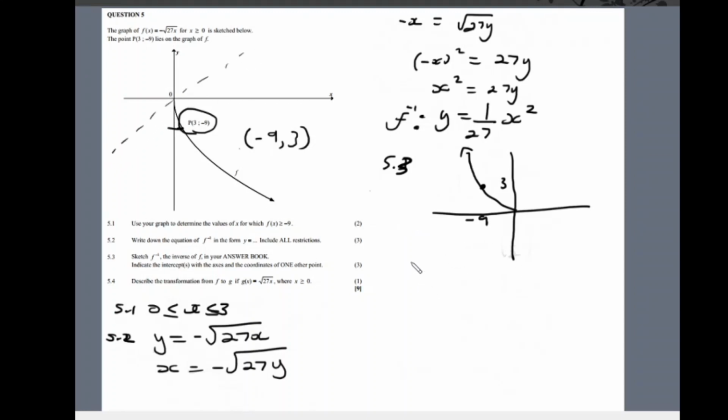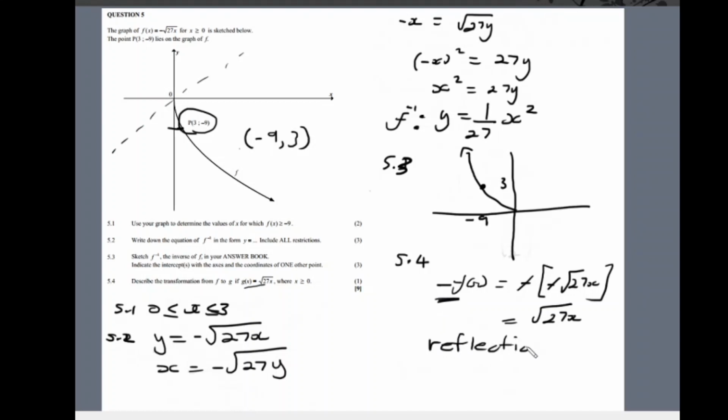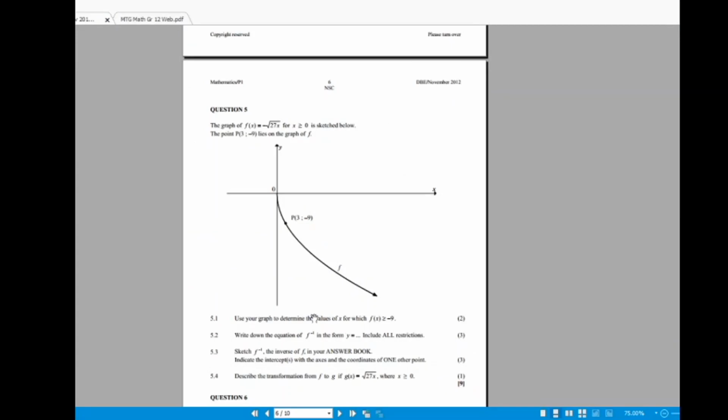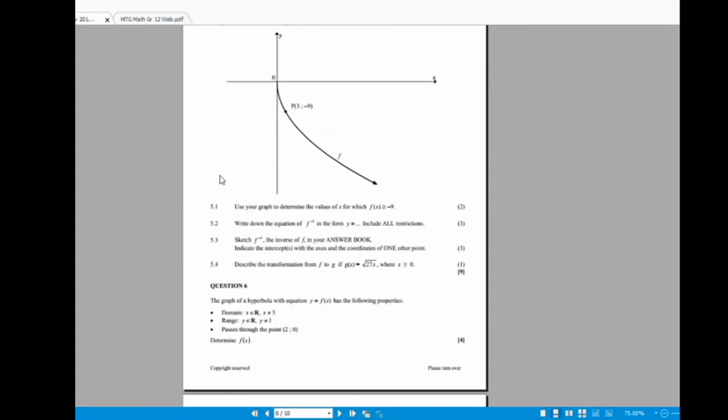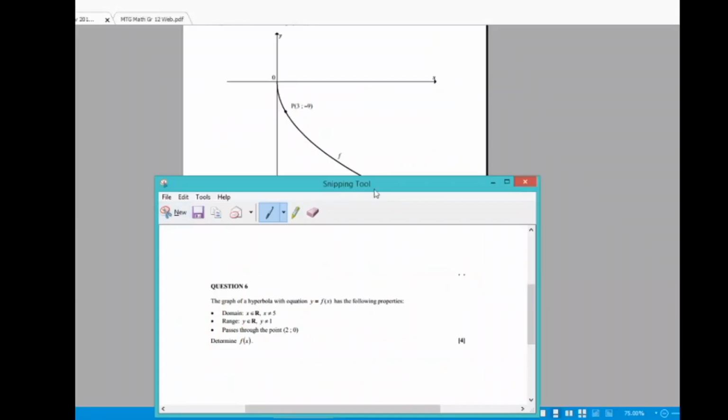Okay. And then 5.4, but we described the transformation from f of x to g of x equals 27x, right? So this is a reflection of f about the x-axis, right? So if you say minus f of x, it will be minus the square root of 27x, right? So that and that will cancel and we'll be left with 27x. This is a reflection of f about the x-axis. Okay, and then we're done with question 5. And then question 6, back to hyperbolic functions.